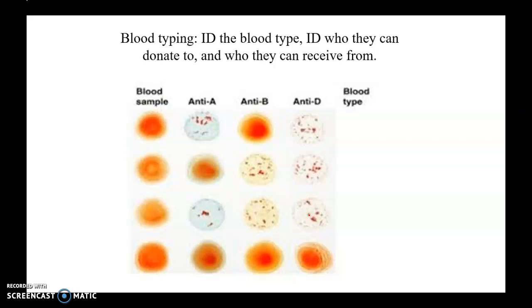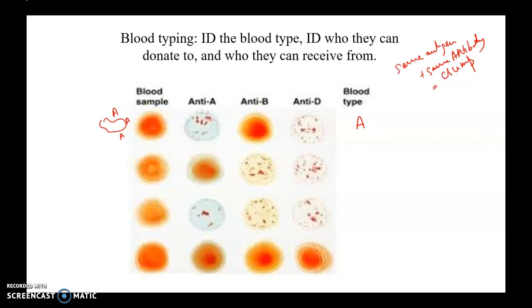When do you see clumps or agglutination? If you have the same antigen and same antibody, that's when you have clumping. So if anti-A makes the blood clump, what type of antigen is present on the surface of the RBC? If you think it's A antigen, you are good. So the blood sample has A antigen on the surface. So what will be the blood type? A.